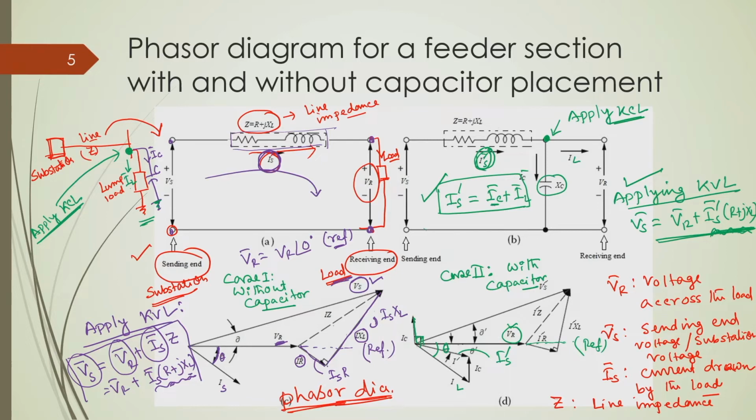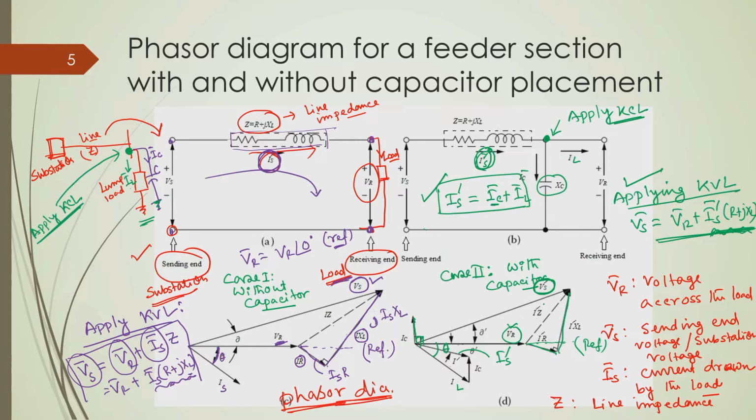Once you get I s dash, you again add these two drops: one is I s dash multiplied by R, which is the in-phase drop, and another is the quadrature drop due to the line resistance and reactance respectively. Once you add these two, whatever you get will be our new V s, V s or V s dash, whatever you can call.